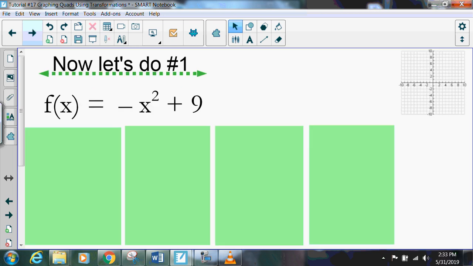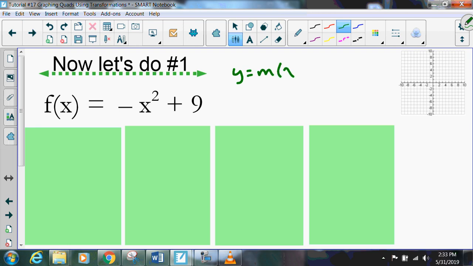Okay, so let's go back and let's do number one. You'll notice that X does not have company. Okay, when we went and looked back at this long equation, X has company with the H, but X is by itself. That means that the vertex does not shift to the left nor to the right. All the vertex is shifted is up 9.